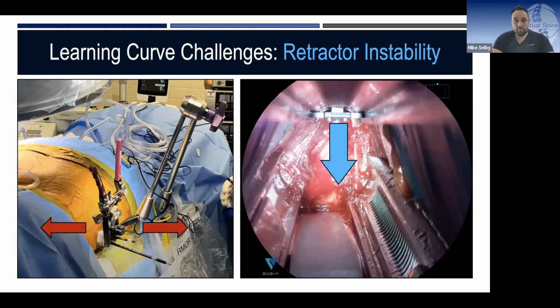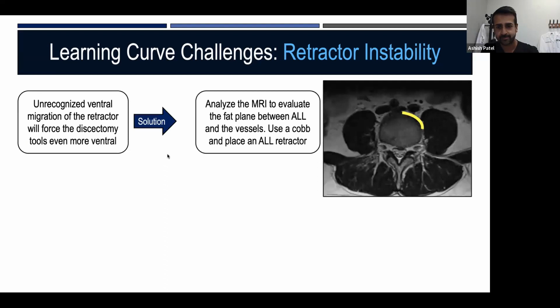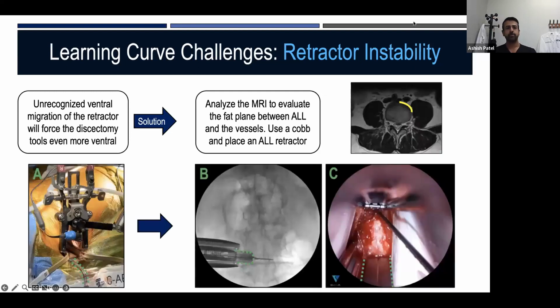The piston effect includes the posterior blade deflection. And so when you have this unrecognized ventral migration of the retractor, you can run into problems where you're placing your tools more ventrally and inadvertently rupture the ALL, which I did a couple of times in the beginning of my learning curve.